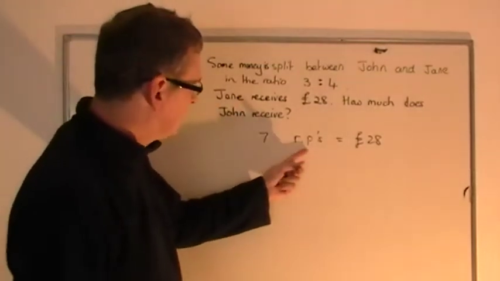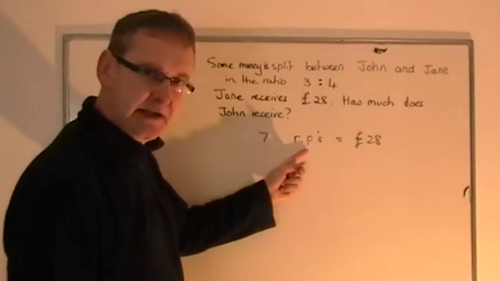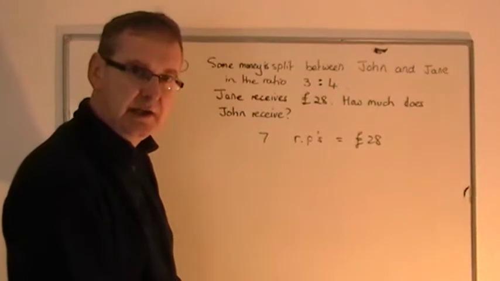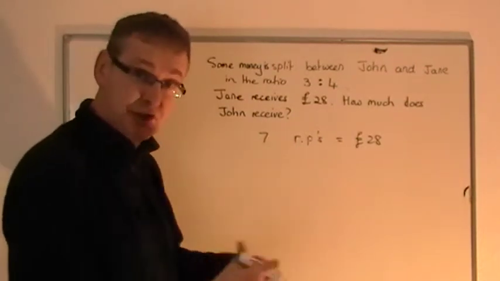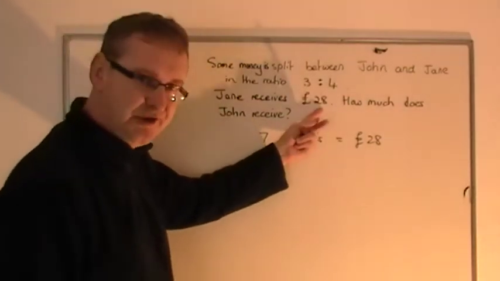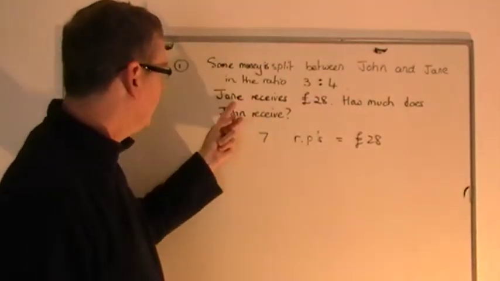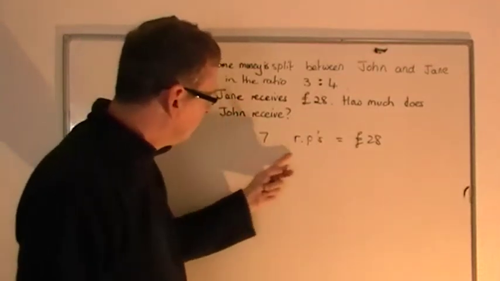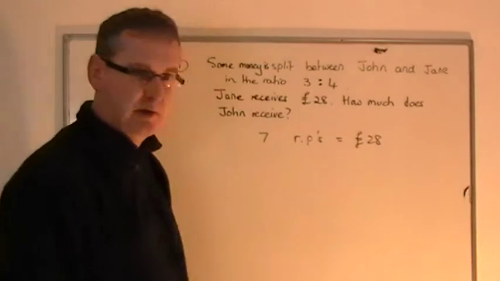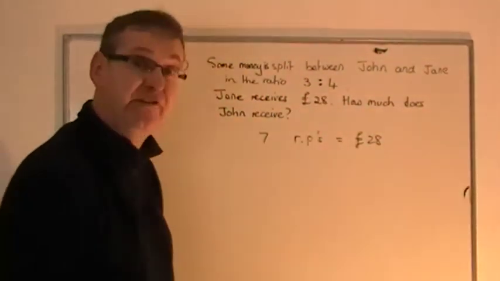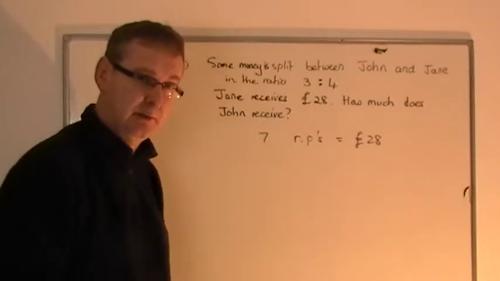7 ratio parts, yes, would be fine if £28 was the total amount of money in the question, because 7 ratio parts is the total amount of ratio parts in the question. Well, the £28 is not the total amount of money. It's only the money that Jane receives. So it would be a false statement to say that 7 ratio parts is 28, because Jane, the second person, actually only receives 4 ratio parts, not 7 ratio parts.